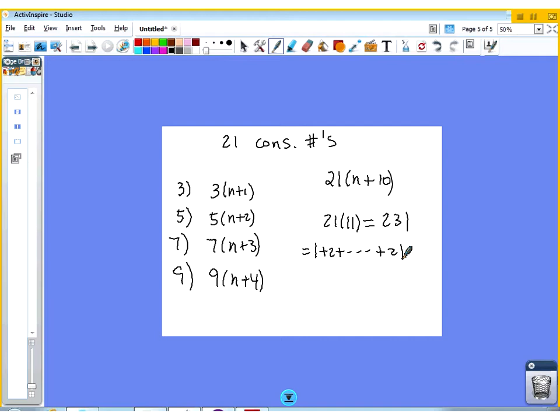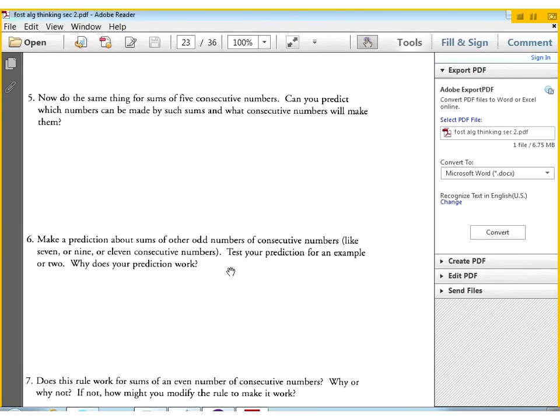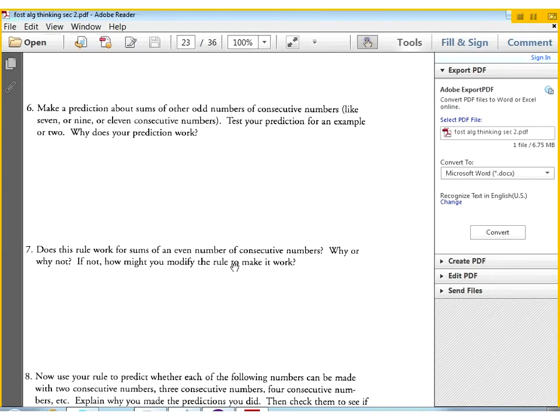The middle number in that list is what? What's the middle number of the first 21 numbers? Well, the middle number is what's here. So we're seeing patterns. Does this rule work for the sum of even numbers? Can you do the same rule for even numbers?